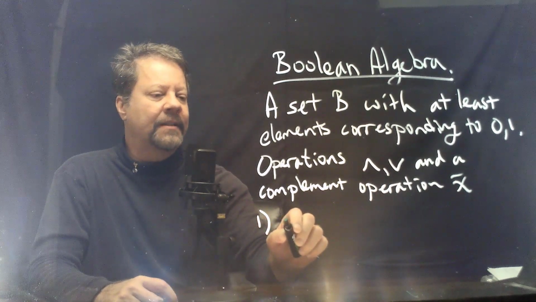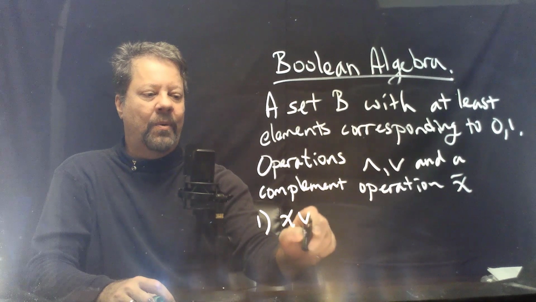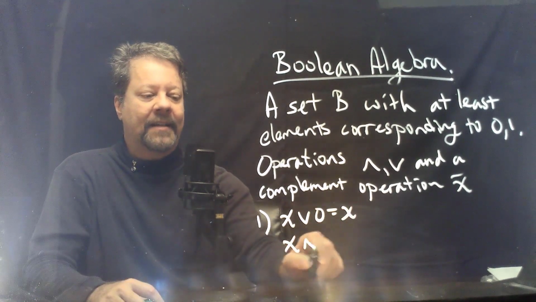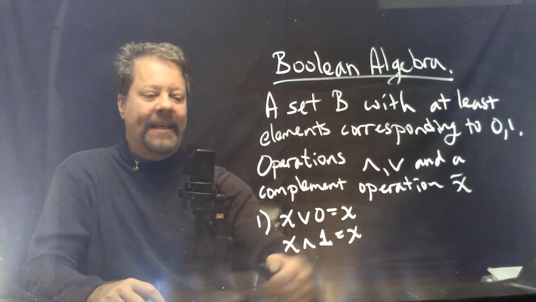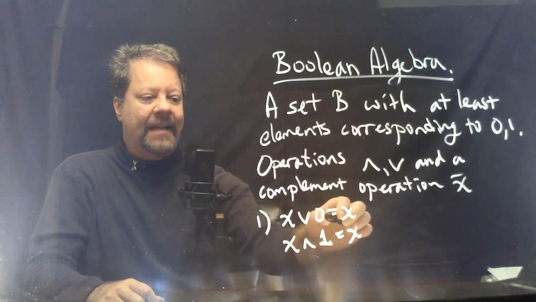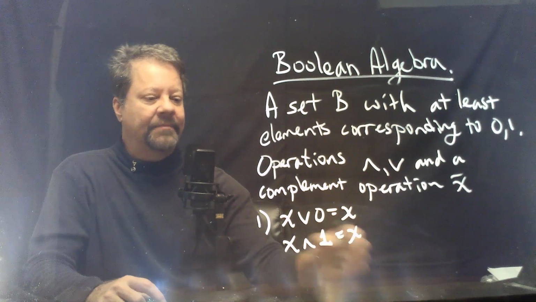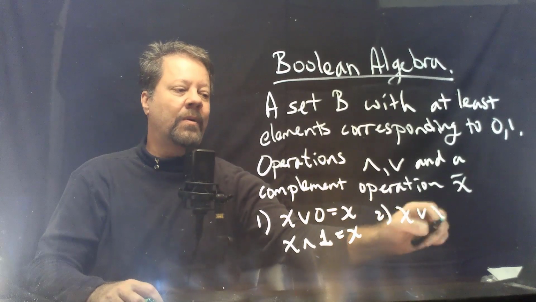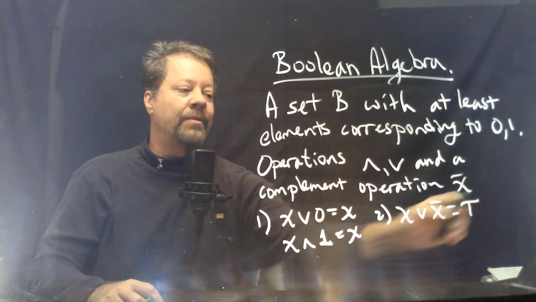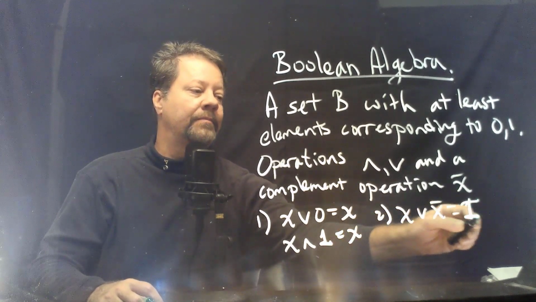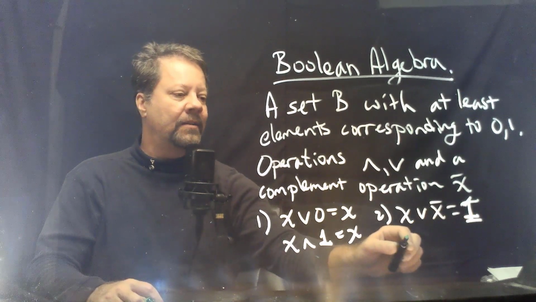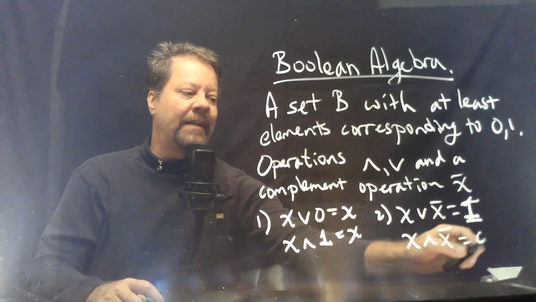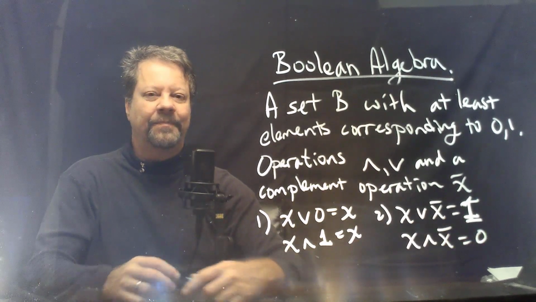So for instance, x or 0 will be x. That's an identity law. x and 1 will be x. So this is the additive identity. This is the multiplicative identity. Also, x or x bar will be true no matter what. It'll be 1. Takes the value of 1. Also, x and x complement will have to take the value of 0.